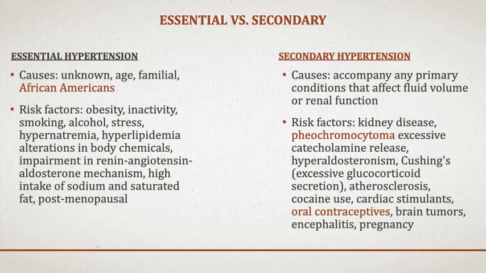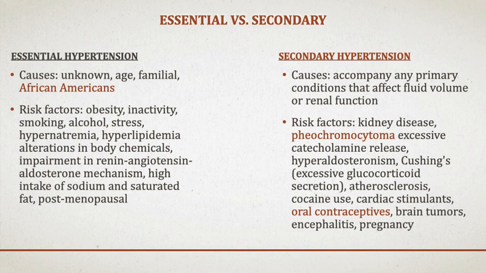So now let's compare the two categories, essential and secondary hypertension. The causes of your essential, remember we said it's idiopathic, sometimes there's not any known cause. Sometimes it can be related to age or it can be a family history. And African Americans tend to have the greatest risk for hypertension. Your risk factors for essential or primary hypertension are obesity, inactivity, smoking, stress, hypernatremia.